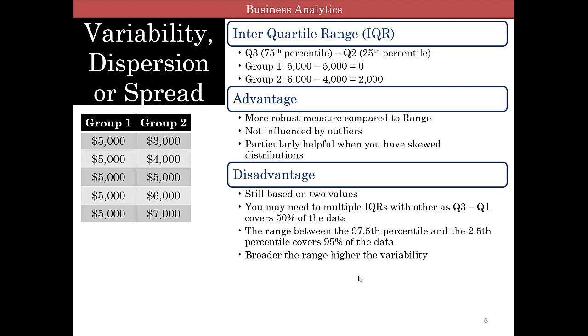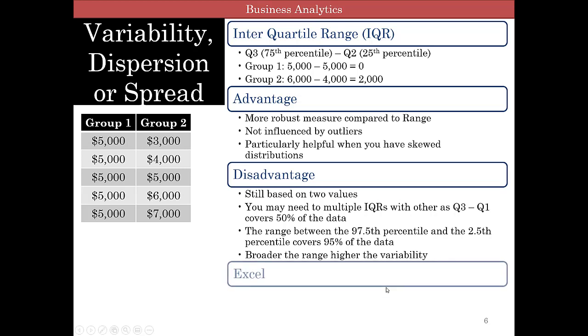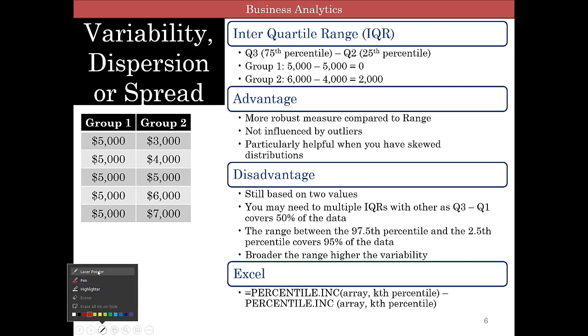Now in Microsoft Excel, you can calculate the interquartile range by using PERCENTILE.INC, that's inclusive, and you select the set of data, and then you put in the kth percentile. In this case, if you wanted Q3, you put 0.75, and if you want Q1, you put 0.25. The array is the range here. We are using range and array interchangeably.